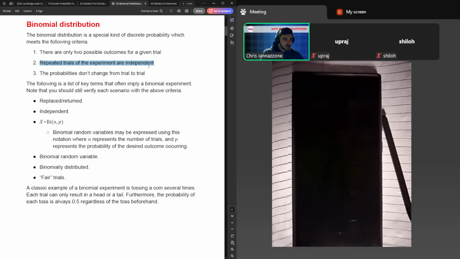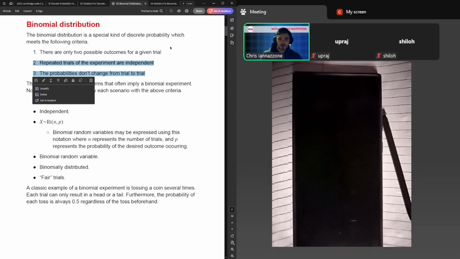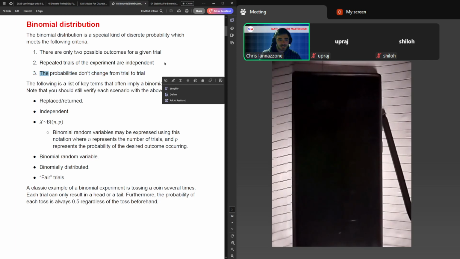Repeated trials of the experiment are independent. If you remember from probability fundamentals, to prove independence, the intersection must be the probability of the two individual outcomes. And the probabilities don't change from trial to trial. Usually these things are pretty closely linked to each other. There are some really niche circumstances where they're not, but that's the reason why they're separate criteria. There are technical ways of separating those.